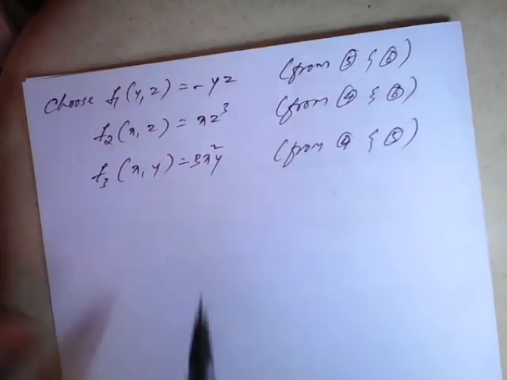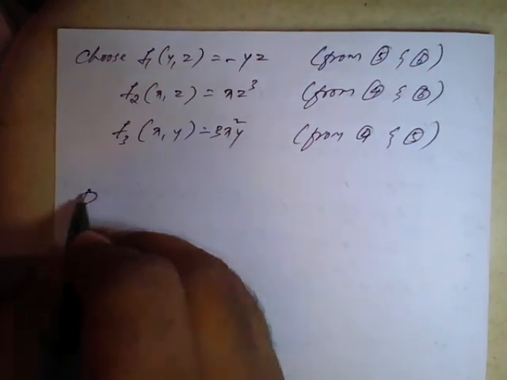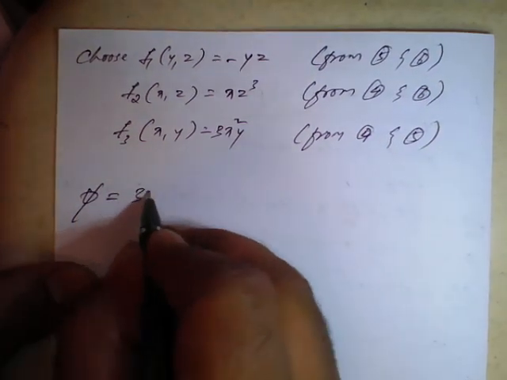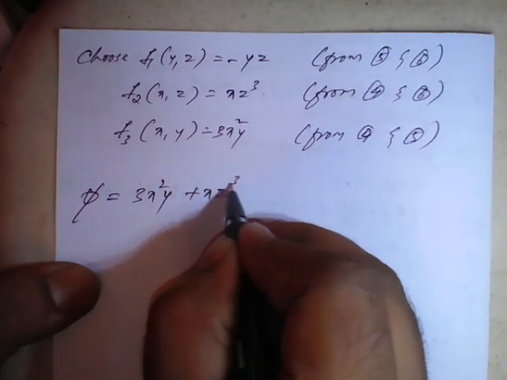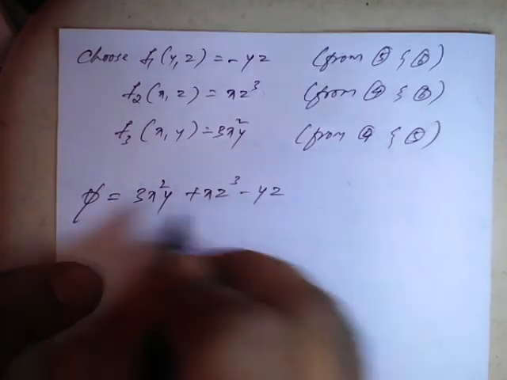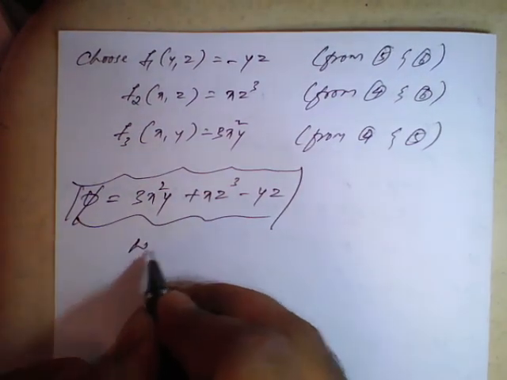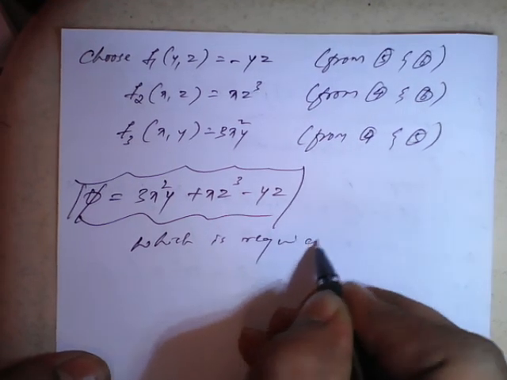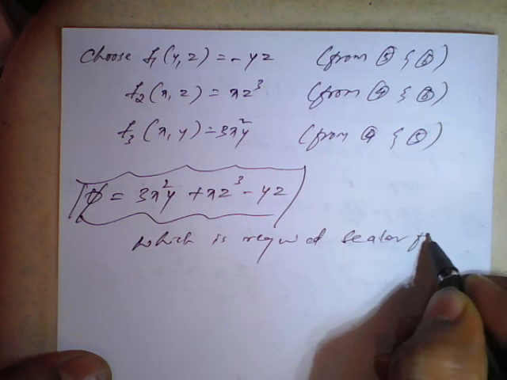So if you add all these values in equations 4, 5, 6, we'll get a common phi as phi is equal to 3x square y plus xz cube minus yz. So which is a required scalar function.